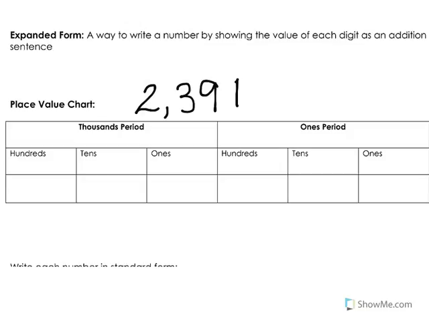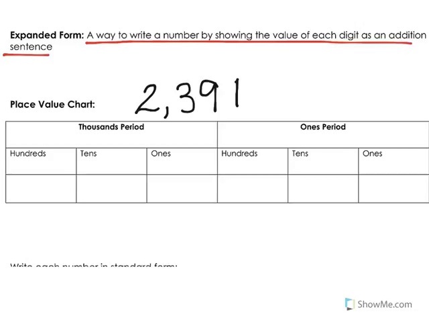In this unit on place value, students are expected to be able to read, write, compare, and round numbers up to 1,000,000. So this is a huge jump from last year. One big thing that they need to know how to do is to write numbers in standard form, in word form, and in expanded form. I have the definition of expanded form right up here. It's a way to write a number by showing the value of each digit as an addition sentence.